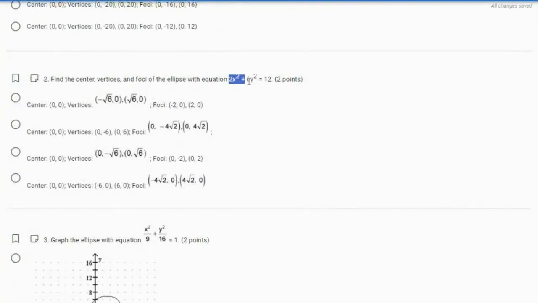Here's an equation, 2x squared plus 6y squared equals 12. So you're going to have to rearrange that equation because you need it to be equal to 1. So just take that equation and divide it by 12. 2x squared divided by 12, 6y squared divided by 12. Simplify, and that will give you your a squared, b squared.